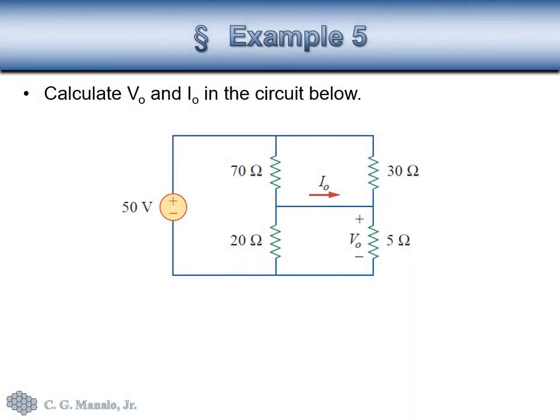In this next example, we are tasked to find what is the current that flows through this wire, that connects this point and this point, and also the voltage across 5 ohms. So let's get over with the solution.